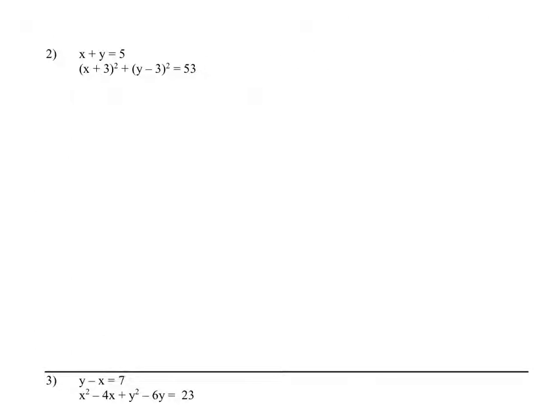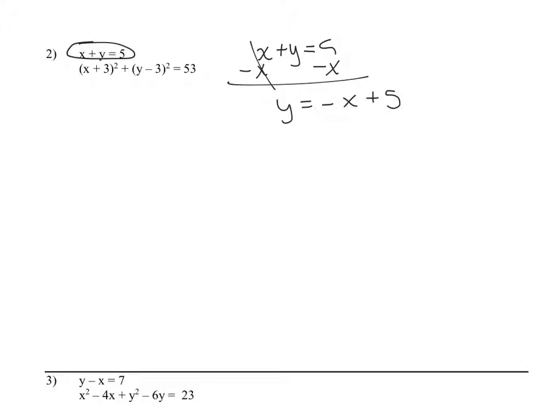So with this one, we want to take the linear and solve it. This one doesn't really matter if you solve for x or y. I prefer solving for y if I can. I have no idea why, I just do. Okay, so I'm going to subtract x and solve for y. But again, it really doesn't matter. So that's negative x plus 5.